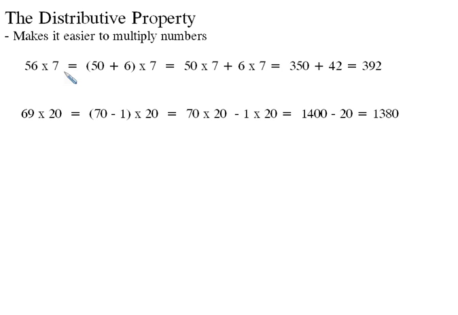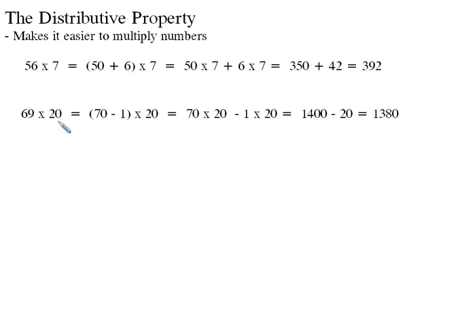So what I would do is I'd say, well, I'm grouping the symbols a little bit differently. I'm saying, well, this is the same as 50 times 7 plus 6 times 7. Now those two things I can figure out. 50 times 7, 350. 6 times 7, 42. 392.